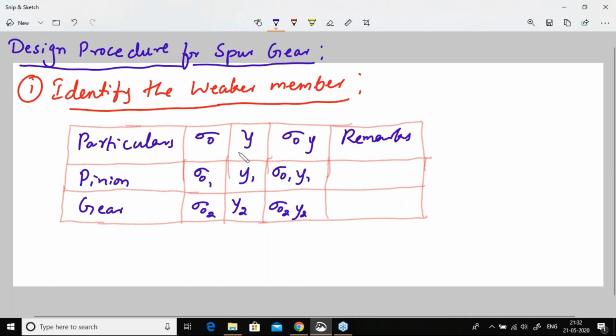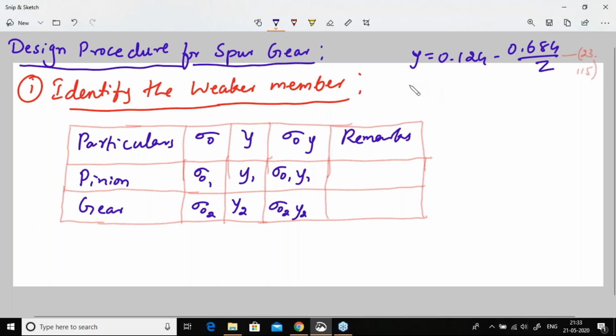Y is nothing but Lewis form factor. That depends upon the system of gear. In the problem statement, they will give you the system of gear. If it is 14.5 degree system of gear, the y equation is y equals 0.124 minus 0.684 divided by z. This is for 14.5 degree involute. This equation we have in the data handbook, that is 23.115.